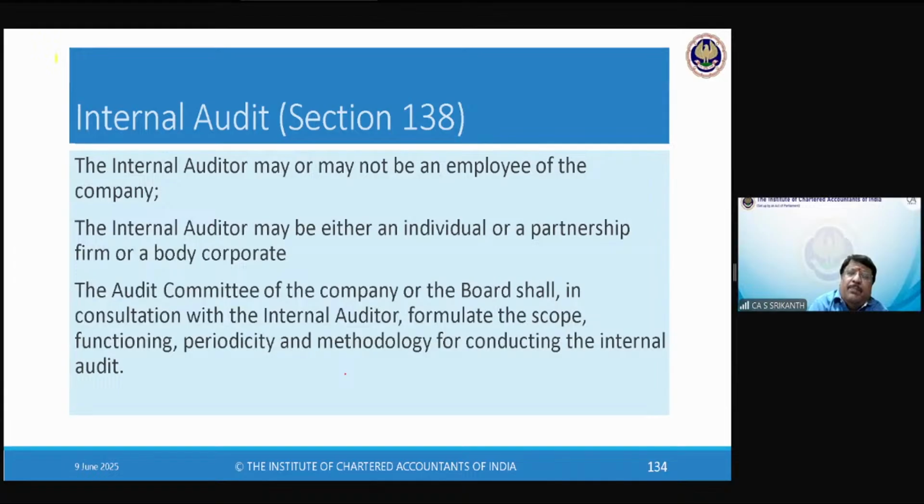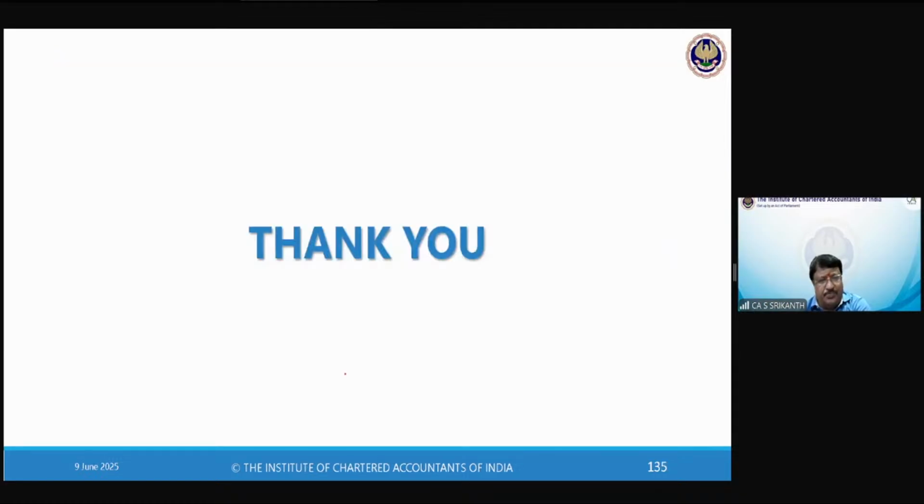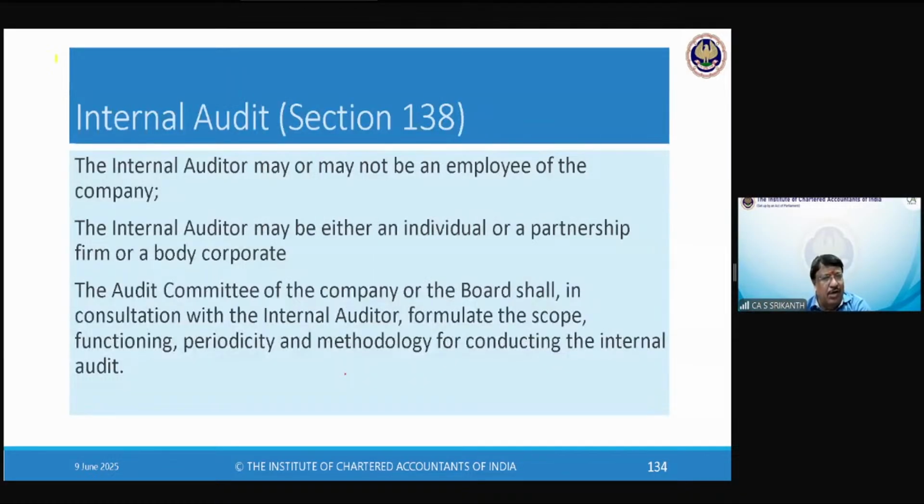The internal auditor may either be an individual or a partnership firm or a body corporate. In that case, the audit committee of the company or the board shall, in consultation with the internal auditor, formulate the scope, functioning, periodicity, and methodology for conducting the internal audit. See, in my firm, I don't do internal audit. I am more on the statutory side, but we do have a lot of internal audits which are handled by partners who are good at it, who like it. So on a continuous basis, they will be fantastic. So I hope it was good.